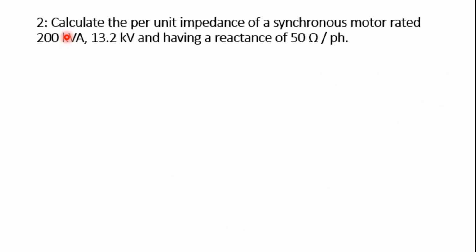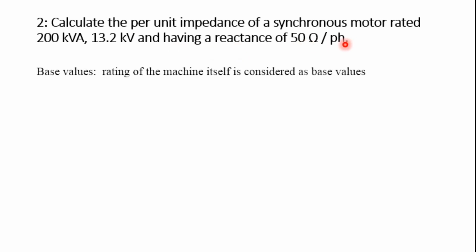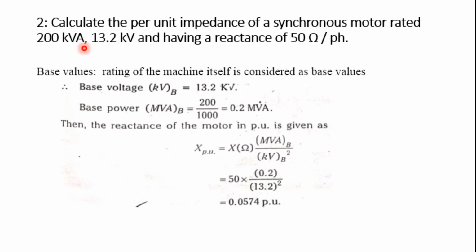Let's see one of the examples: calculate the per unit impedance of the synchronous motor, which has the rating of 200 kVA, 13.2 kV, and a reactance of 50 ohm per phase. First we have to consider the base value. Here there is no change in the values. So what is the base voltage? kV base is equal to 13.2 kV.